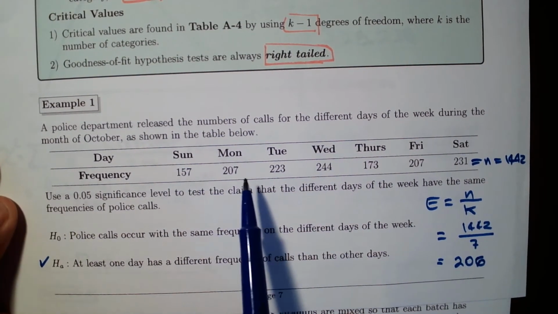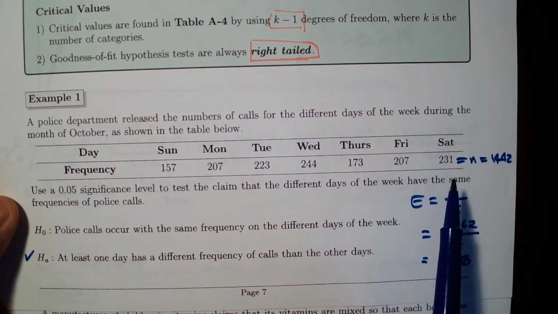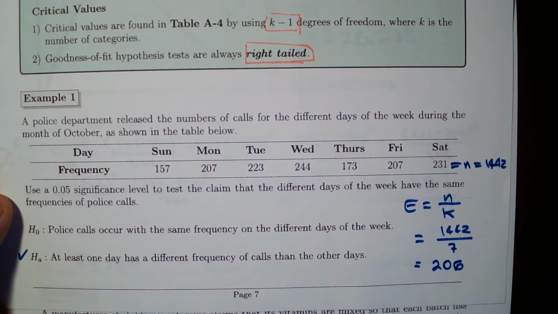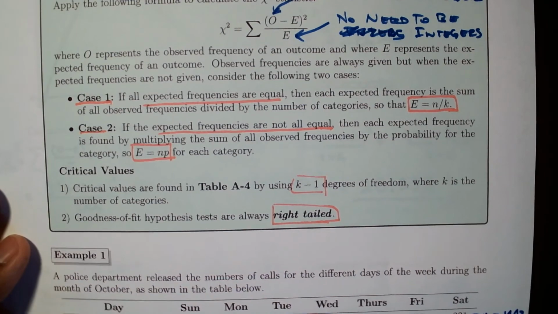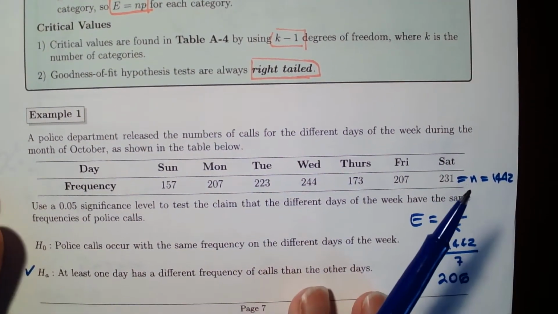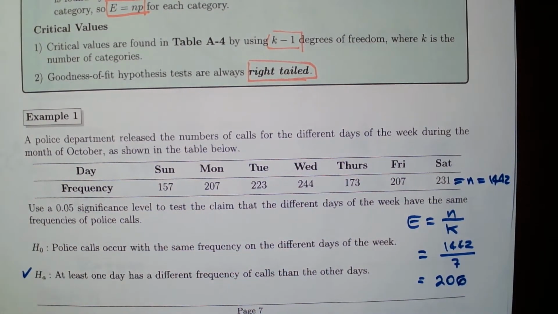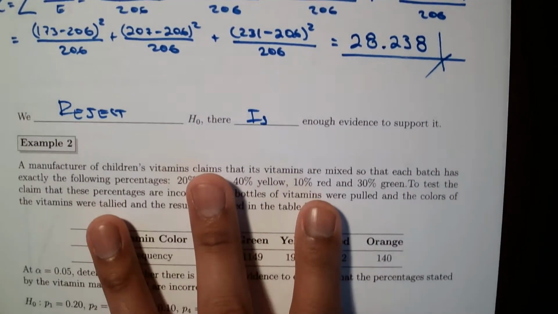So we have enough evidence to claim that different days of the week had different frequencies of phone calls to the police department. All right. Otherwise, this data wouldn't have been significant enough to claim that there is a different frequency for every day. All right. So let's do another example.